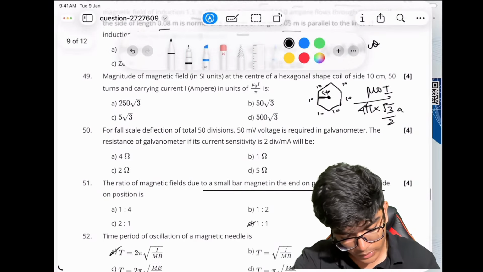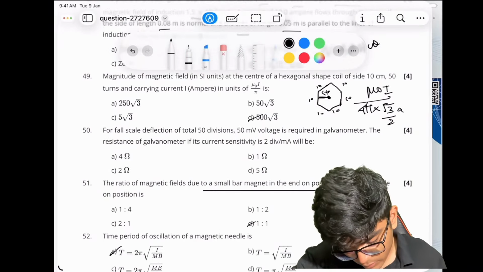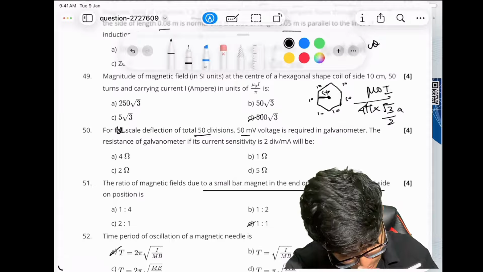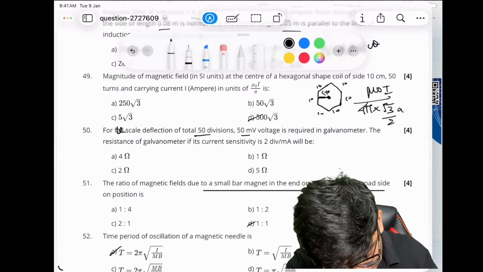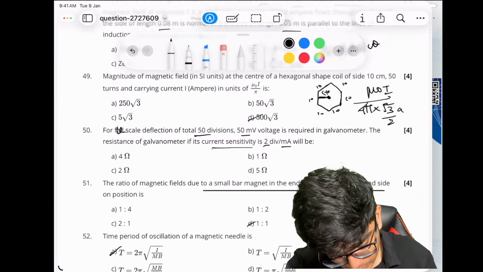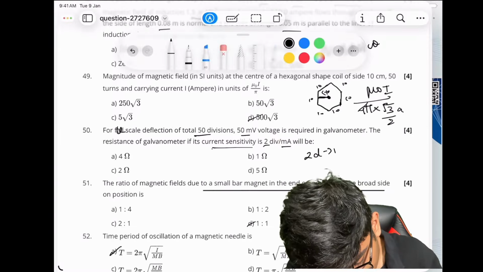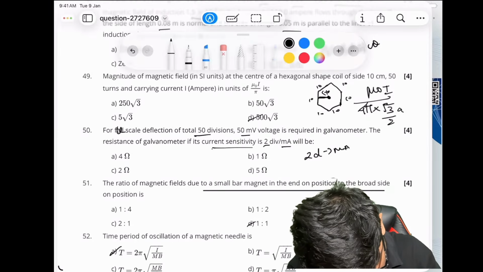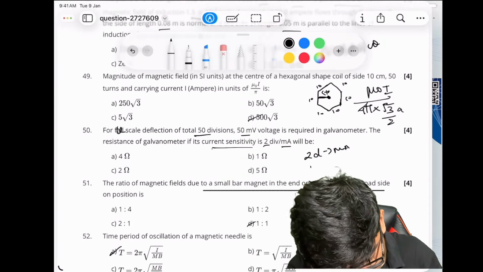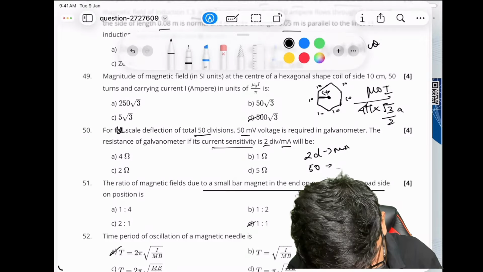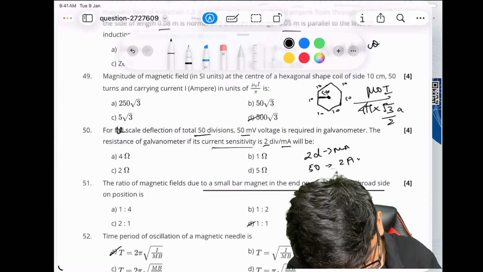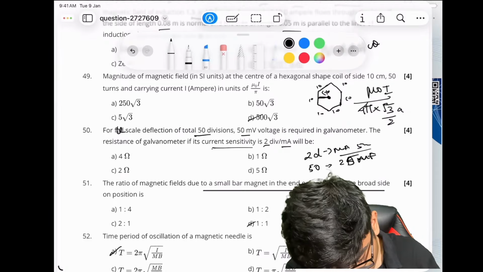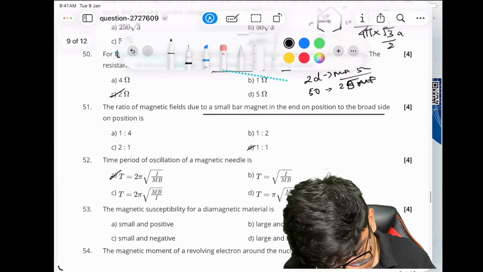Okay, which will be around I think 503. For full scale deflection, 50 divisions, this much is required. Resistance of the galvanometer if the current sensitivity is 2 divisions per milliampere: for 2 divisions 1 milliampere இருக்குன்னா 50 divisions இருக்கு. 50 divisions ஆயிடுச்சு. ஓகேவா? அப்போனா 25 milliampere of current flow இருக்கு. அப்போனா 50 millivolts by 25, it's 2 ohms. Ratio of magnetic field is correct.